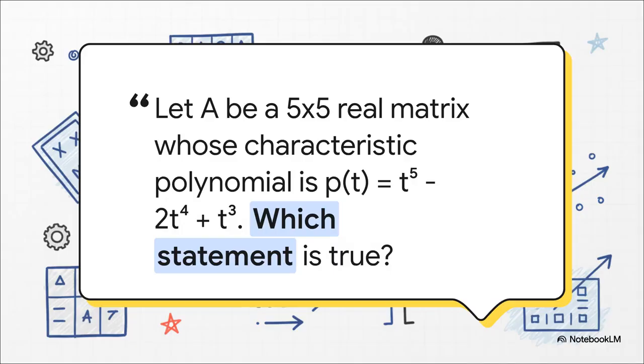This is our challenge. We've got this 5x5 matrix, called A, but we don't know what it looks like. All we have is this thing called its characteristic polynomial. So our job is to figure out which of these statements about A is the right one. It looks a little intimidating, I know, but trust me, everything we need is hiding right inside this one equation.